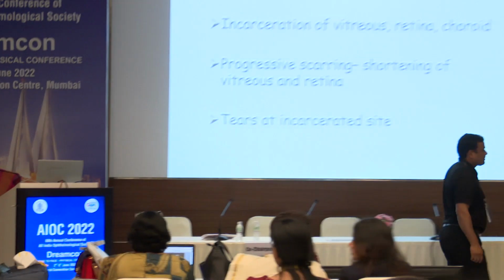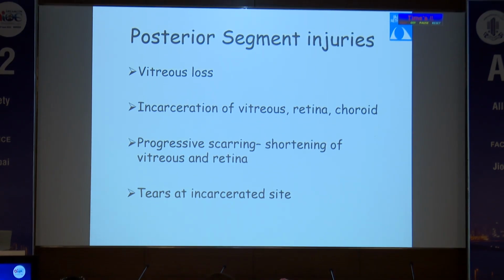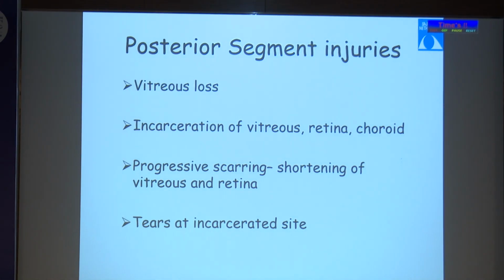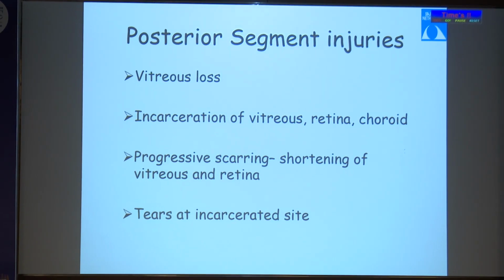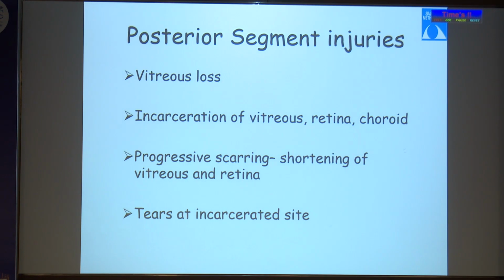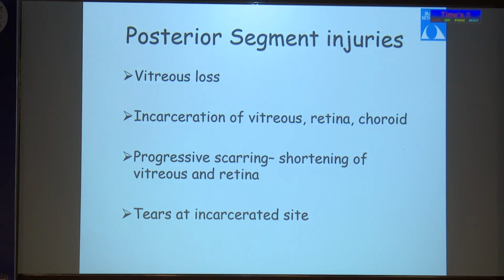Posterior segment injuries, as we all know, have vitreous loss, incarceration of the vitreous, the retina, the choroid, and progressive scarring. This is the most important thing we should understand. Shortening of the vitreous and the retina. We have a better understanding of the disease nowadays, so we know what to do and when to act. And tears at the incarcerated site.